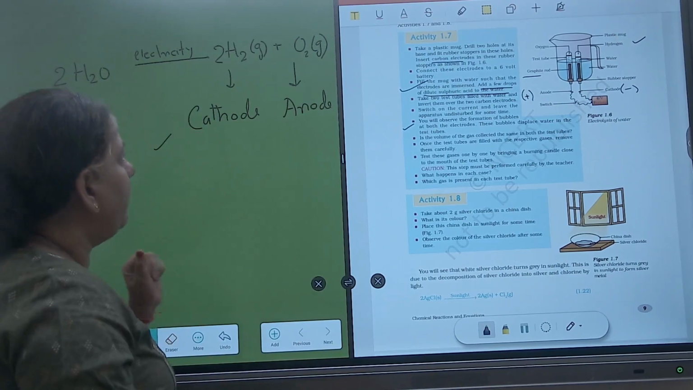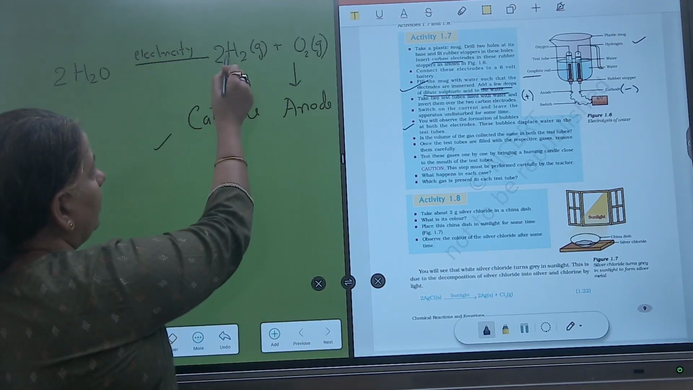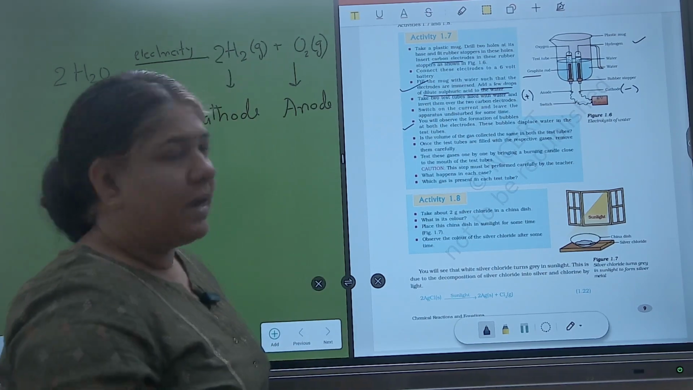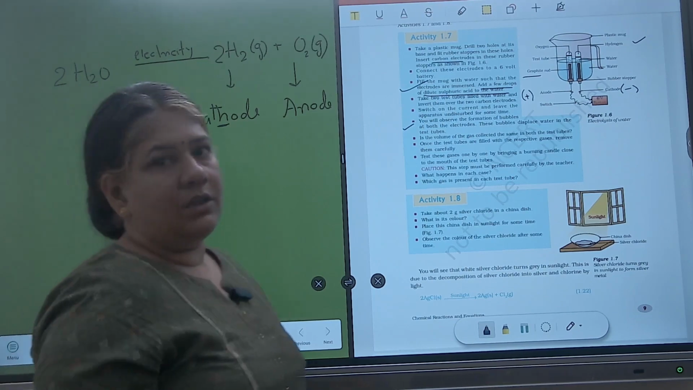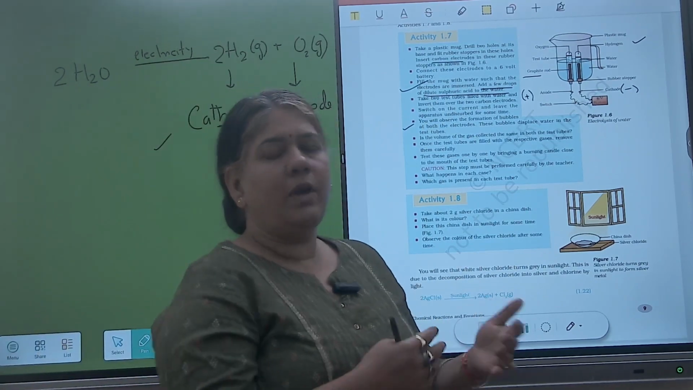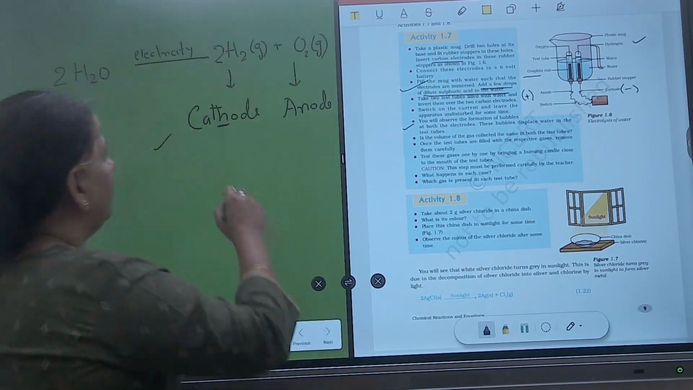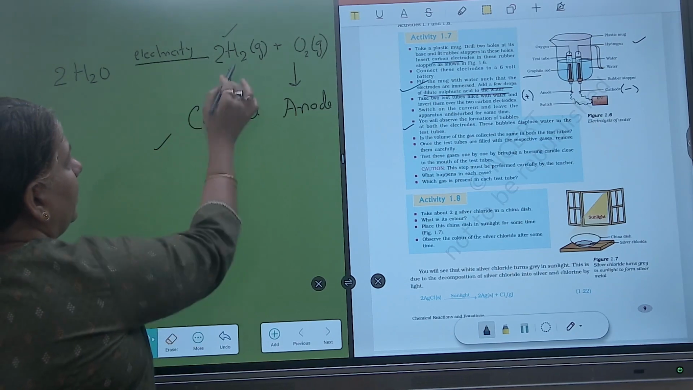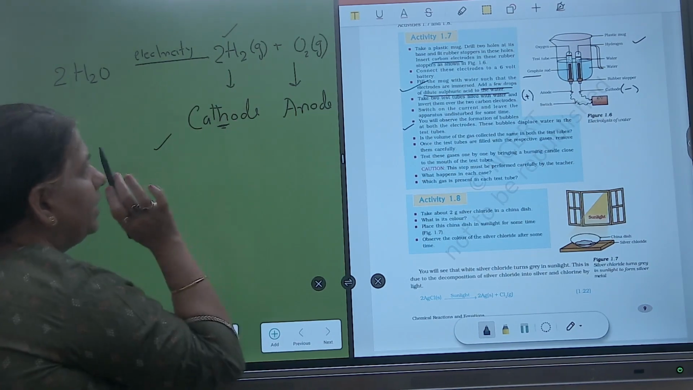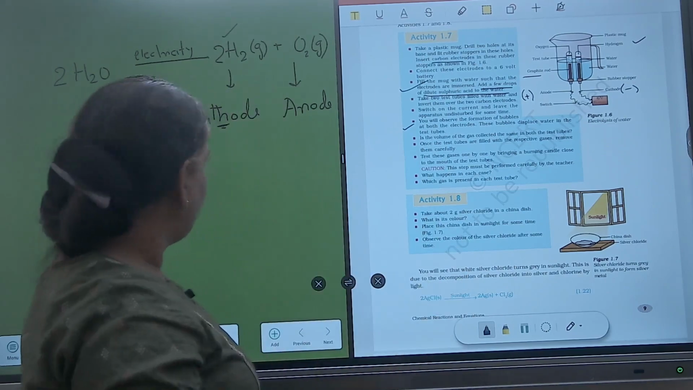Okay, so to remember this, one easy trick is that hydrogen starts with alphabet H and this cathode also has alphabet H. So this is one way of remembering. You can make your own ways, but this is one of my methods. See, hydrogen here H and cathode H. So hydrogen is liberated at cathode. You can memorize it in this manner.